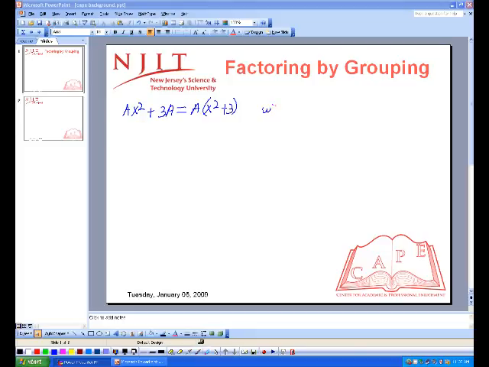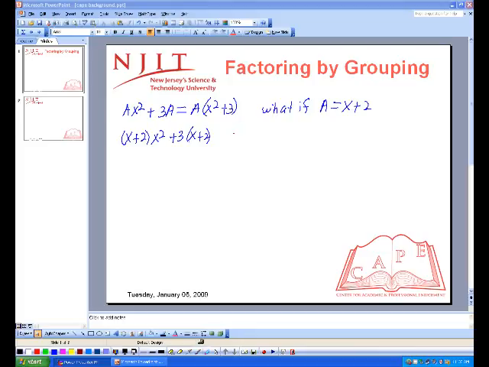But what if a is not a constant? What if a is an expression, say x plus 2? Then the expression becomes (x plus 2)(x squared) plus 3(x plus 2). To factor this, we just simply factor out the x plus 2, and we get (x plus 2) times (x squared plus 3), because we know x plus 2 is simply a.